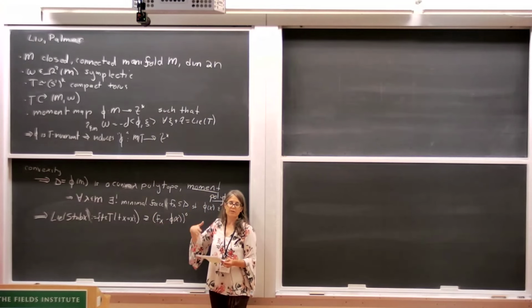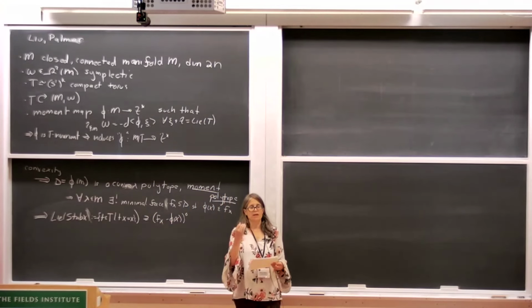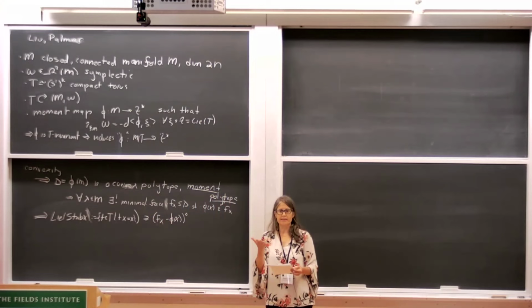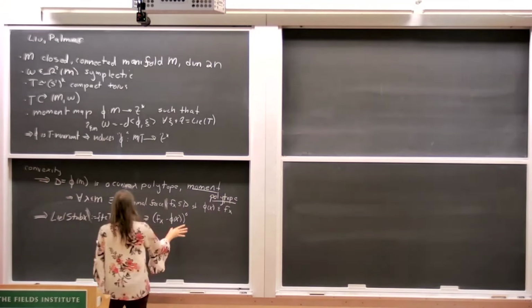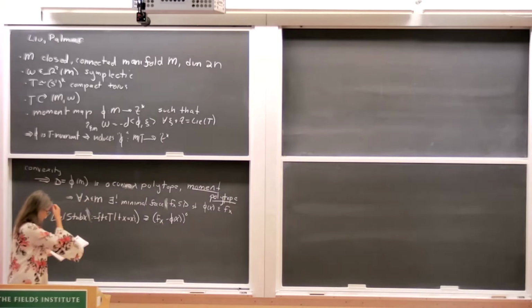So this just tells you, by looking at your polytope, you can say the stabilizers of points that are on the boundary have to be big. That's the point. The details aren't so important.